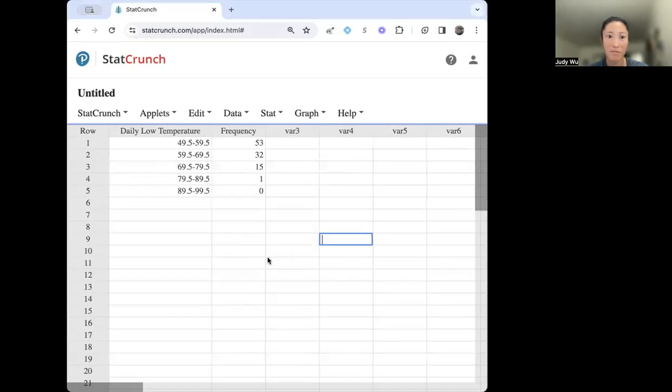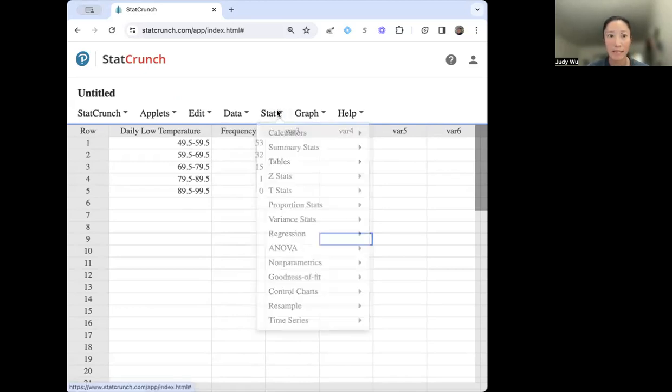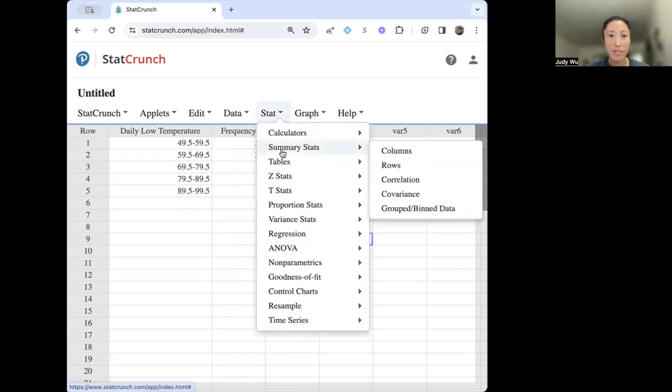Now I've got my daily low temperature bins all the way down here, and I just typed in the dash. So 49.5 dash 59.5, 59.5 dash 69.5, and all the way down, and I typed in my frequency. What I'm going to do now is go to Stat, and go to Summary Stats. But unlike the ages of the baseball players where we used columns, we're actually going to go down to Grouped or Binned Data. So I'm going to go ahead and click Grouped or Binned Data.